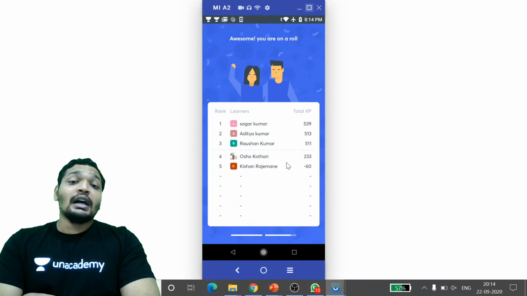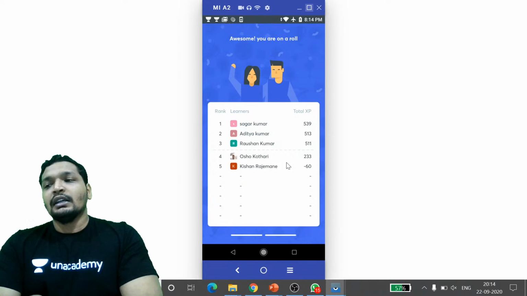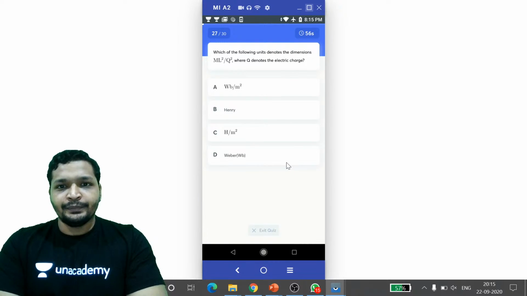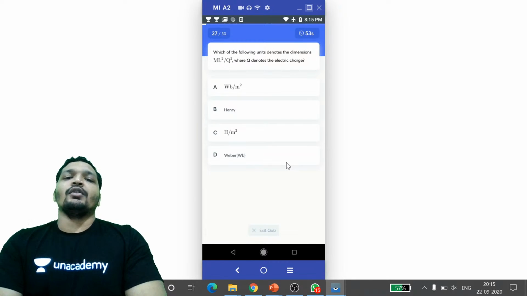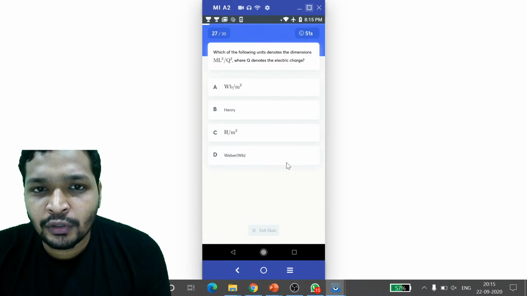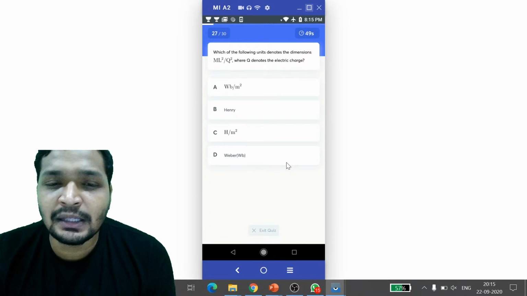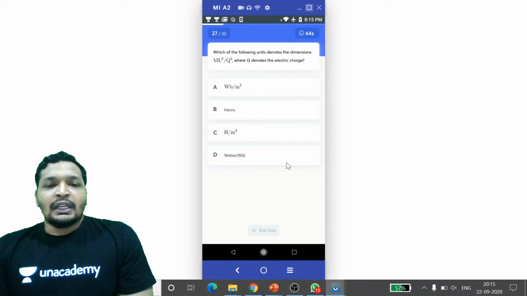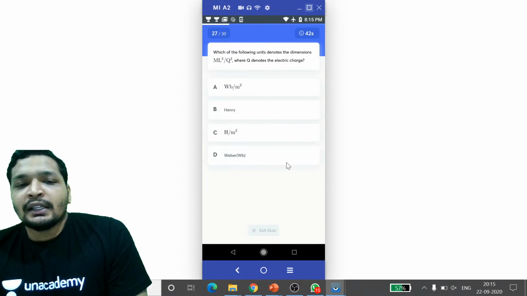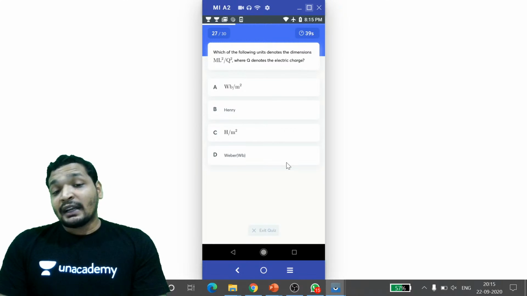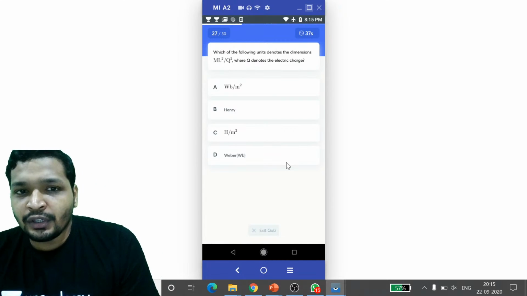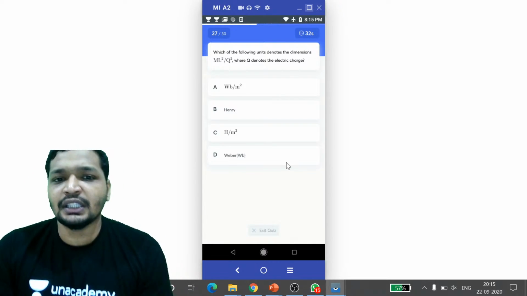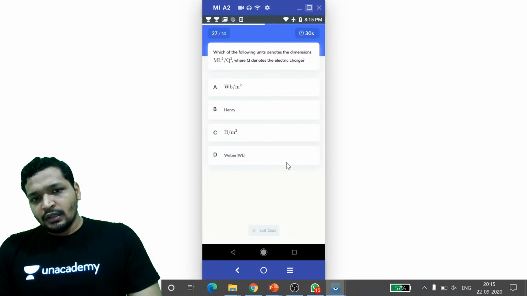Alright students, let's get into the next one, and I think we are on the 27th question. Okay, this is interesting, huh? So what is being asked? Which of the following units denote the dimension ml square divided by q square, where q denotes the charge? So think about each one of them. What is Weber? Weber is your magnetic flux unit. Henry is the unit of your inductance. Okay, I think H is for Oersted.